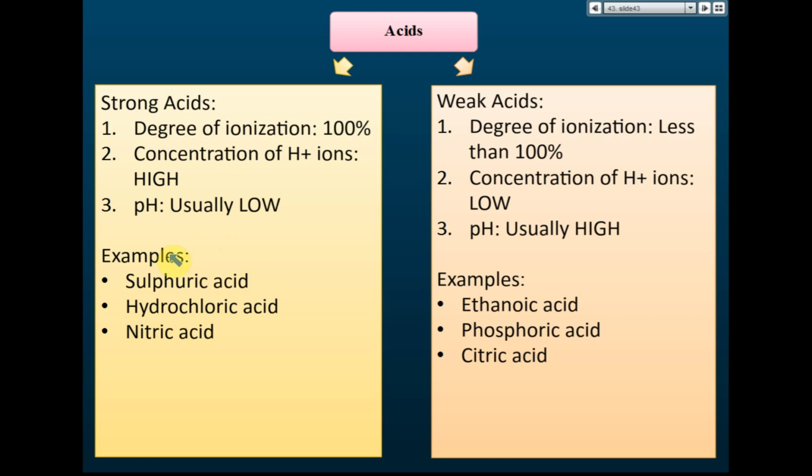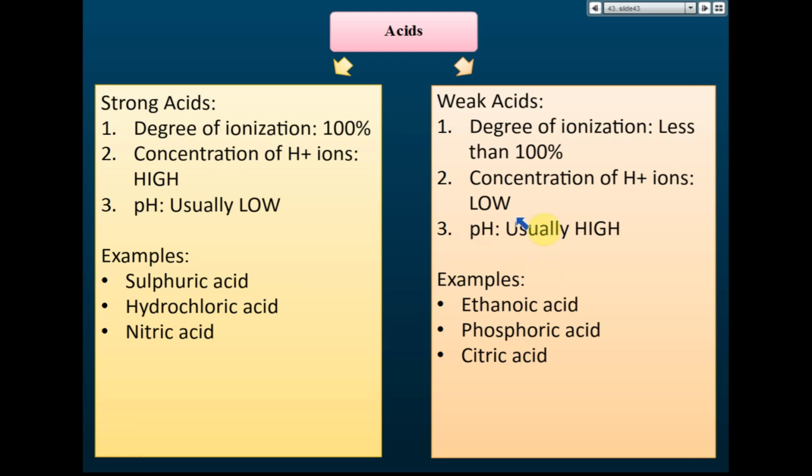Examples, okay, this one you need to memorize. Sulfuric acid, hydrochloric acid, and nitric acid. These 3 acids are strong acids. Okay, strong acids. So weak acids have degrees of ionization less than 100%. The concentration of hydrogen ions is low, okay, and the pH usually is high. High means it's about 4, 5, 6. Okay, it must be less than 7 because for all acids the pH is less than 7.